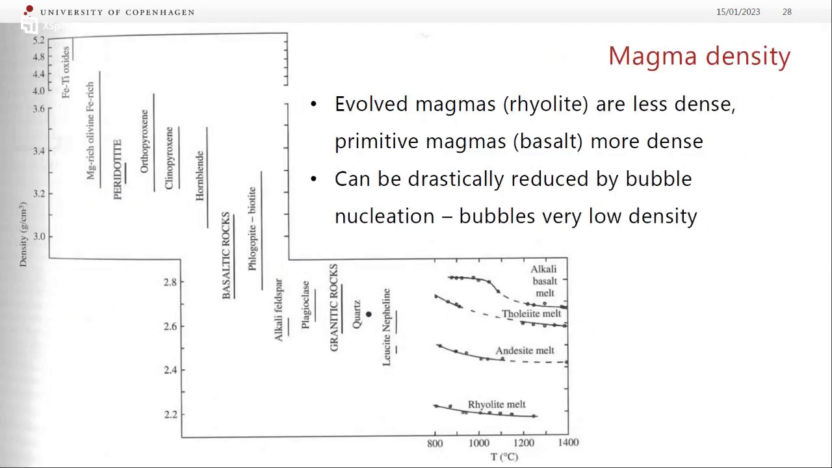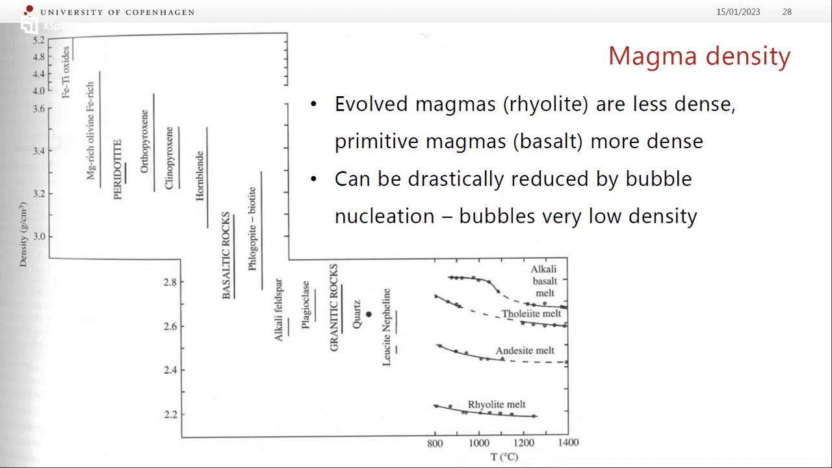Okay. In general, evolved magmas like rhyolites are less dense, and primitive magmas like basalts are more dense. The way you can think about this is all these ferromagnesian minerals, which are just minerals with iron and magnesium in: olivine, orthopyroxene, clinopyroxene, amphiboles, micas. They're all more dense than a mafic magma. So as we crystallize those minerals and remove them, we're essentially making the melt less and less dense.